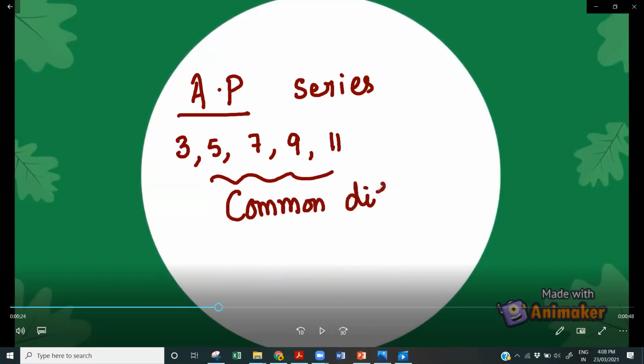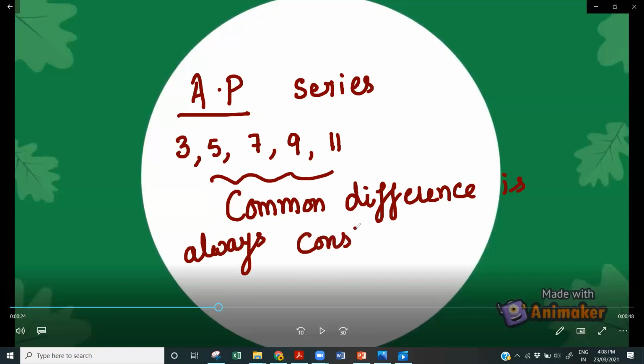The common difference between the numbers is always constant. So all of you have understood the meaning of arithmetic progression. Arithmetic progression is a type of sequence which follows the arrangement such that the common difference between the numbers is always constant.